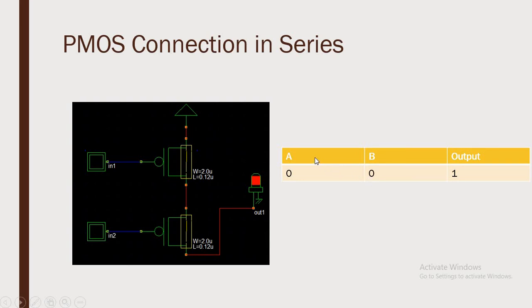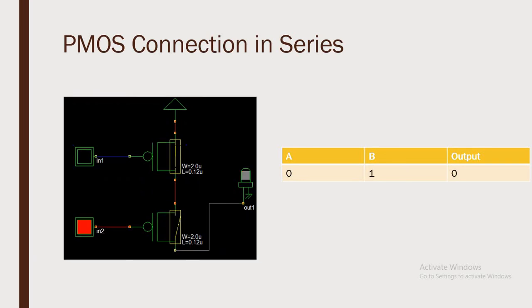Now students, see, when both the inputs A and B are 0, our output will be 1. Now discuss the other case when our input A is 0 but our input B is 1. Here is the case, students. You can see we have two inputs. In this case, input A is 0 but input B is 1, which means input A is low voltage and input B is at high voltage.